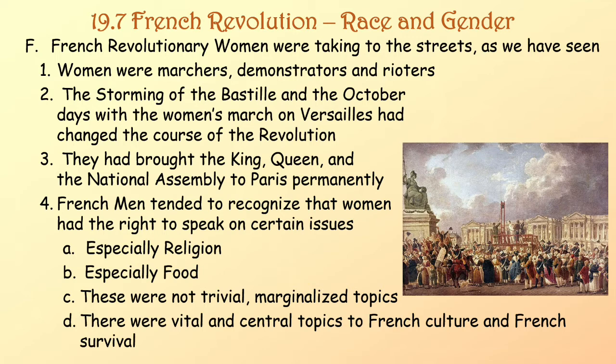French revolutionary women were also taking to the streets, as we have seen. Women were marchers and demonstrators and rioters. The storming of the Bastille and the October days with the Women's March on Versailles had changed the course of the revolution. They had brought the king, queen, and the National Assembly to Paris permanently. French men tended to recognize that women had the right to speak on certain issues, especially religion, especially food, and these were not trivial, marginalized topics. These were vital and central topics to French culture and even French survival.